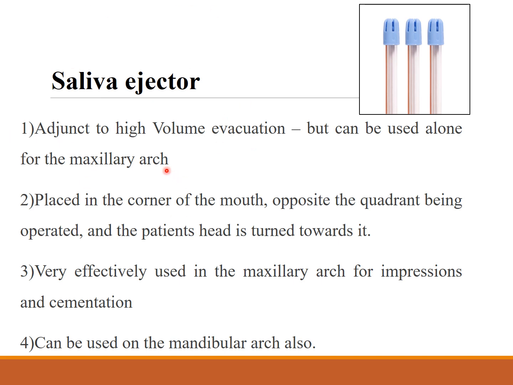Now the saliva ejector. It's an adjunct to high volume evacuation of the saliva or fluids. But it can be used alone for the maxillary arch. Also, it can be used for a mandibular arch, guys. It has to be placed in the corner of the mouth, opposite the quadrant being operated, and the patient's head is turned towards it. Very effectively used in the maxillary arch for impression and cementation. It also can be used for the mandibular arch.